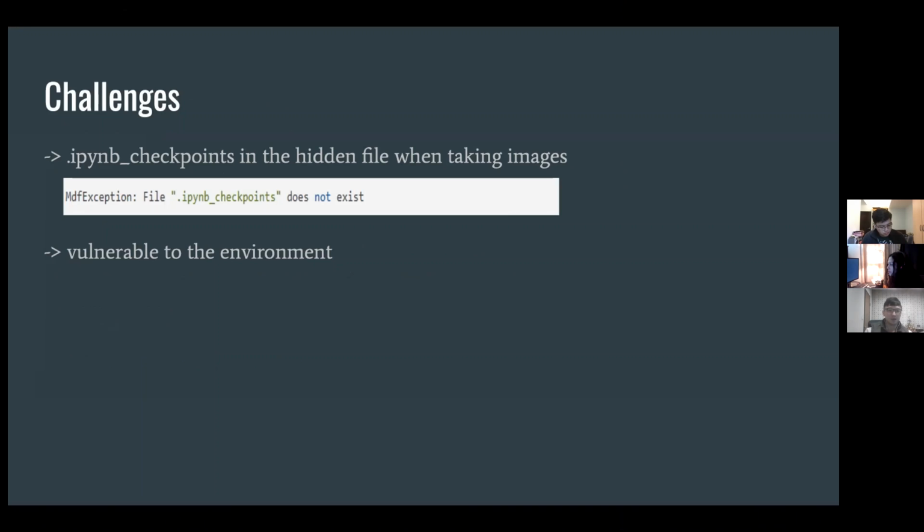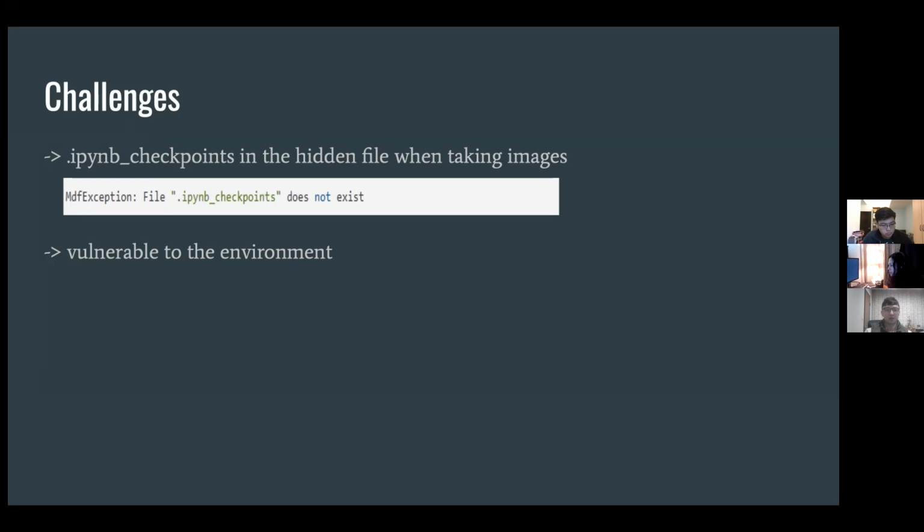Okay, so I will now focus on some challenges I met during my model training. The first one is the IPython checkpoint in the hidden file. When I was taking images for the data set, after I started to train, I found an error saying the IPython checkpoint does not exist. This file didn't show in the folder where I stored the images, because it is in a hidden path. So I had to find that hidden path through the command window, CMD from Windows, and it took me quite a large amount of time to fix the problem.